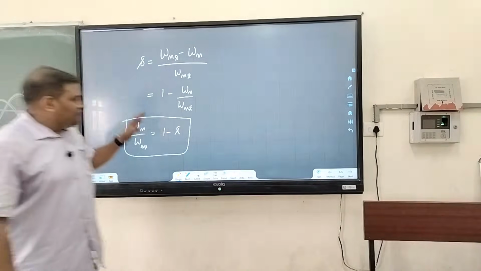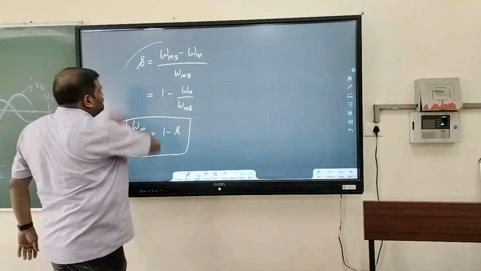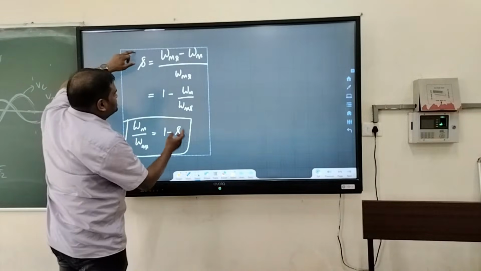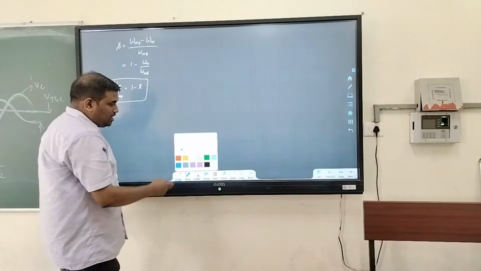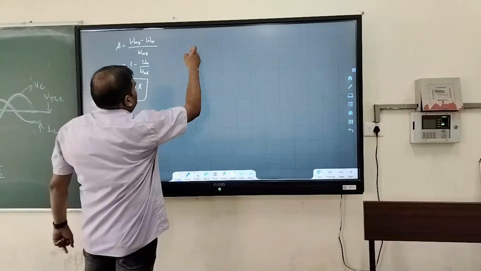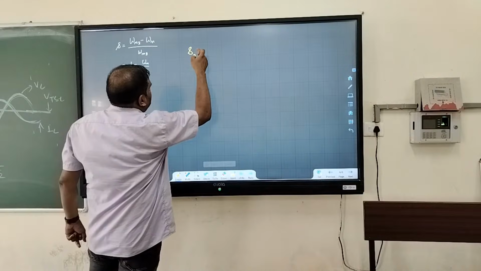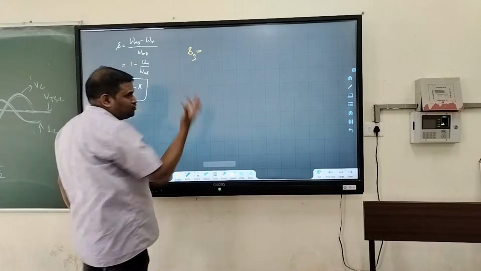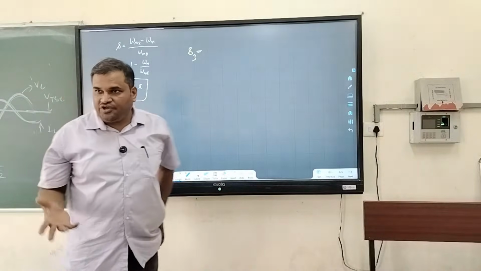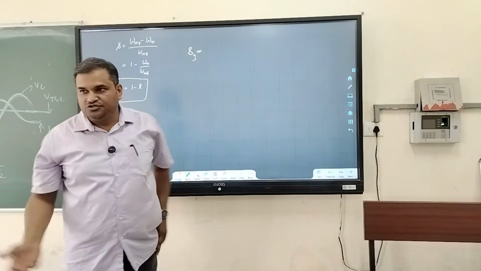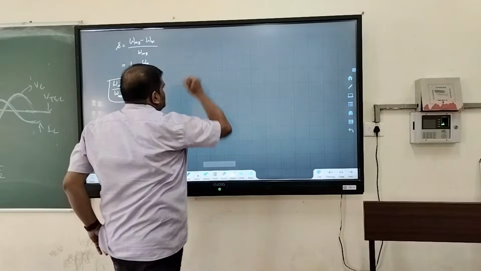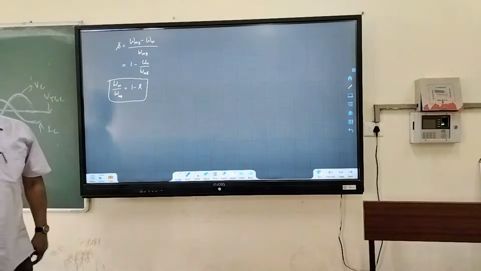Correct? We will use this formula to evaluate the slip if the harmonic is the third harmonic. Let us say S3. There is no use of calculating the slip S3 because omega ms is not there, so this is gone. Slip will not exist for that.